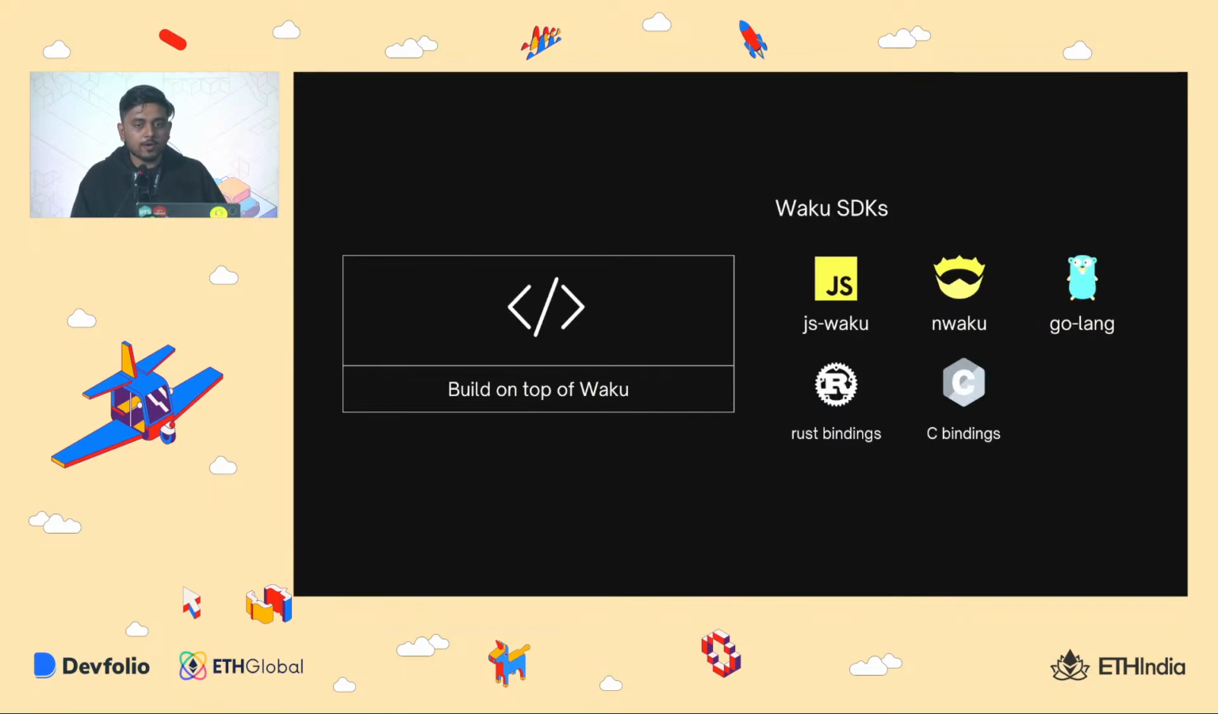Building on top of Waku is where we focus for hackathons. We have different Waku SDKs like JS Waku, which is our JavaScript implementation. nwaku is a Nim implementation, and there is a Golang implementation. We also have Rust bindings and C bindings.